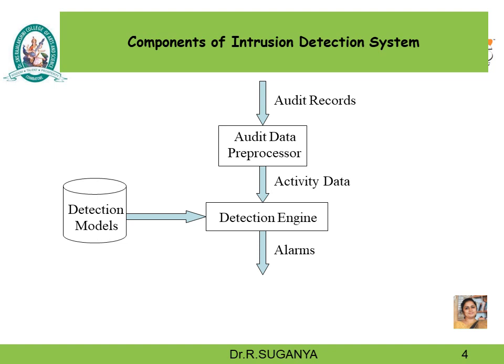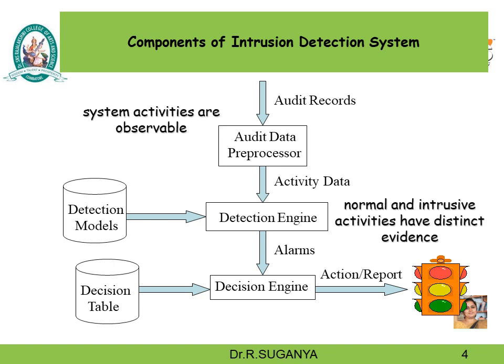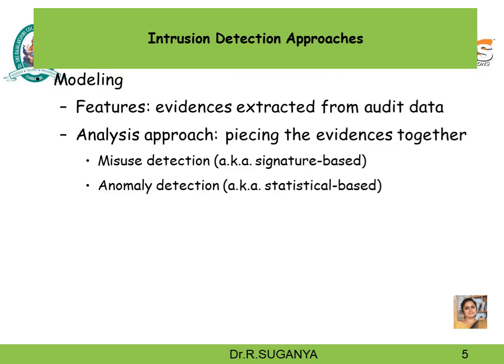We have the audit records. The audit records will be pre-processed into activity data, which goes to the detection engine. The detection models will be available and used by the detection engine, and the alarms will be given by the decision engine, which is stored in the decision table, and the action report will be taken. System activities are observable. Normal and intrusive activities have distinct evidence.